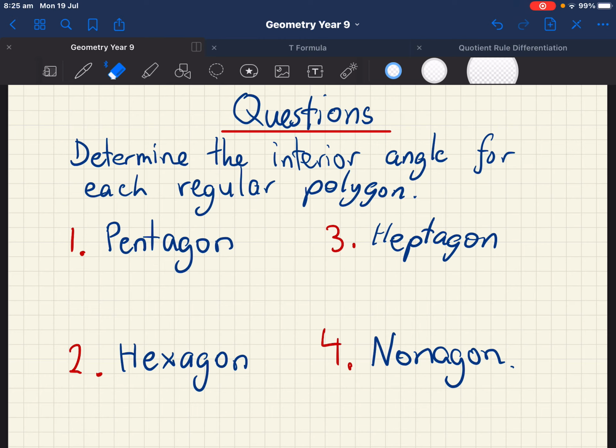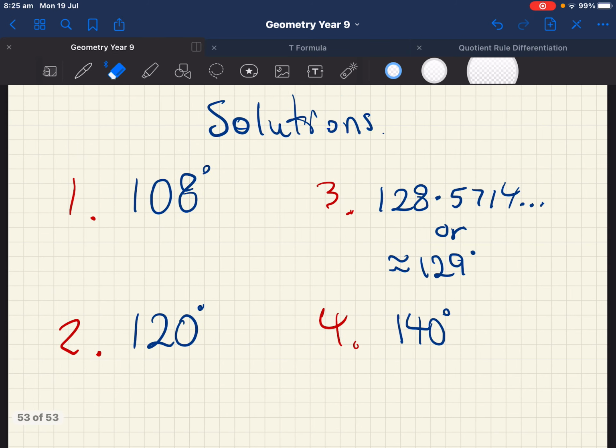All right, so hopefully everyone's had a go at answering these questions. Now, onto the solutions. So you should have ended up with 108 degrees for the first one. You should have had 540 for the angle sum, by the way. The second was 120 degrees. The third one was the one that was a decimal. It ended up being 128.57, etc. If you wanted to just round it to the nearest degree, I think that's totally reasonable. And that's what I ended up doing here. And the final one, you should have had 140 degrees.